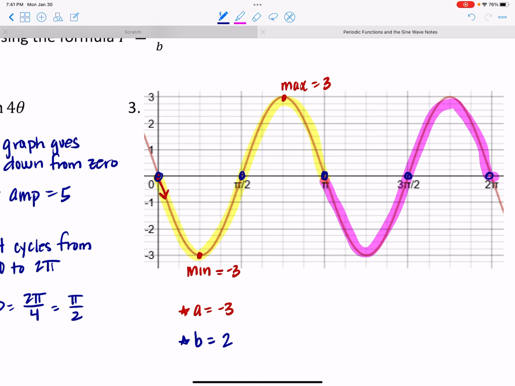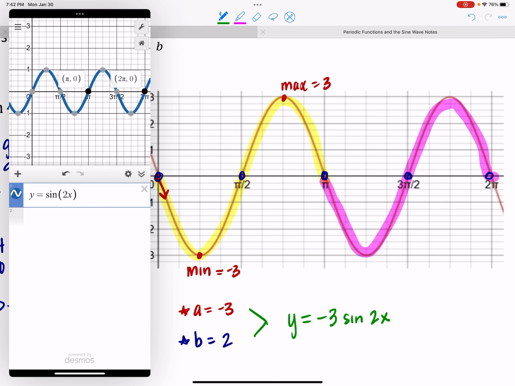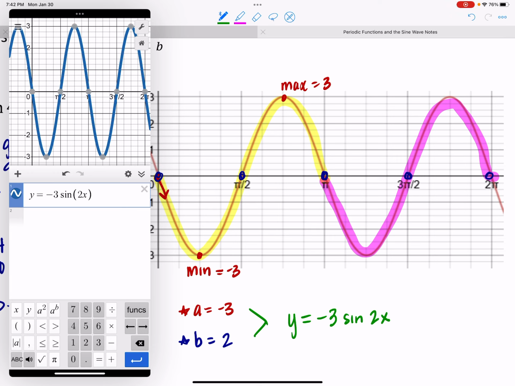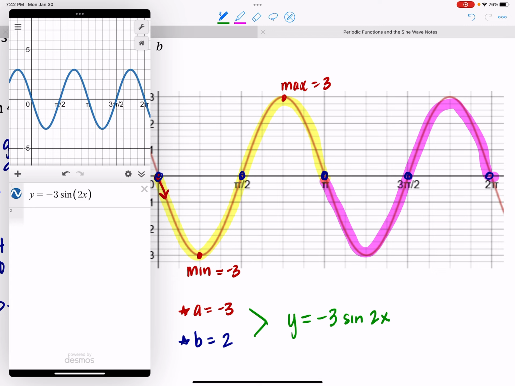So if I know A and I know B, then I can also write the equation for the function here. So I'm going to change colors. Put this together and say the equation would be y equals -3 times the sine of 2x. And this could be confirmed nicely. Let's put a -3 in here. And from 0 to 2 pi, there it is. We can see the same picture on Desmos that I see on my paper.